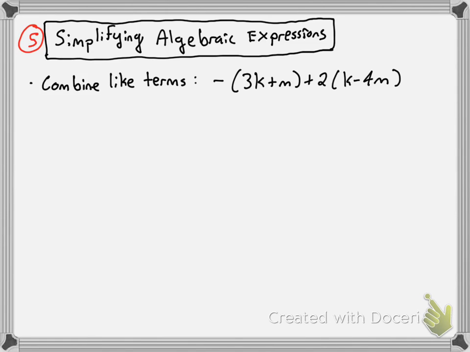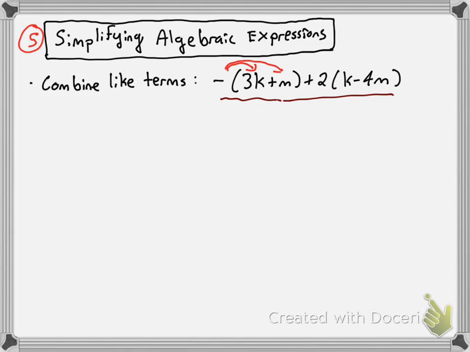Last but not least, we're going to talk about simplifying an algebraic expression. When I look at this problem to the right, I know that I'm going to have to simplify it because I see the same variables k and m in multiple places. So I know that something's not simplified when I see that. Once I combine like terms for this expression, I'm going to be done. I'm going to know that I'm simplified. So how am I going to want to start this?